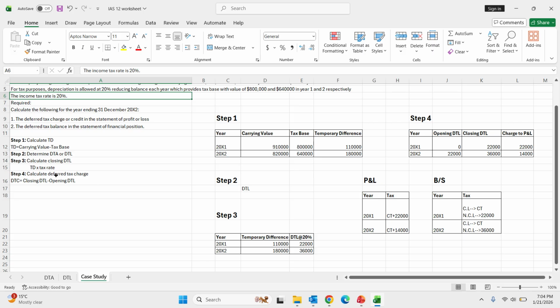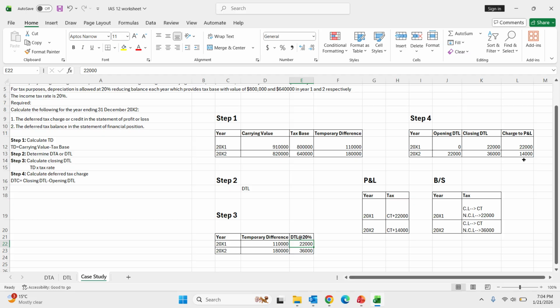Step 4, calculate the deferred tax charge. Deferred tax charge is equal to closing DTL minus opening deferred tax liability. The opening DTL is not given, so we will assume it's 0, and closing DTL for the first year is 22,000. So closing minus opening is 22. For the second year, the opening is 22,000 and closing is 36. So 36 minus 22 is 14,000.